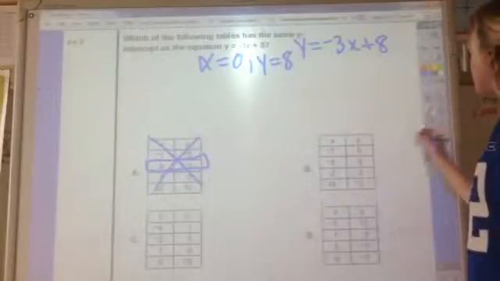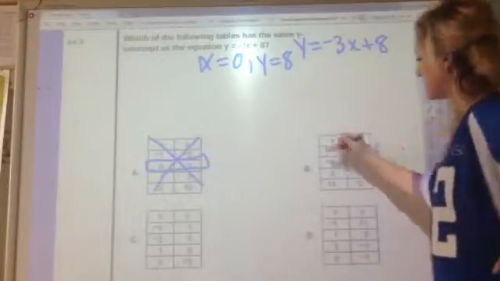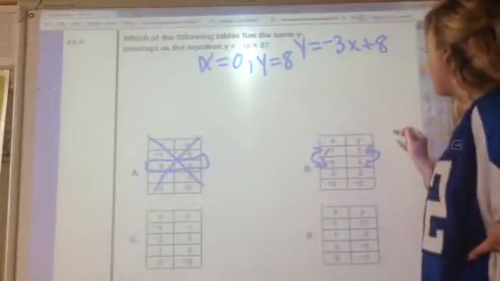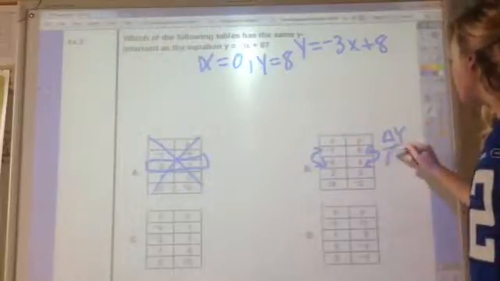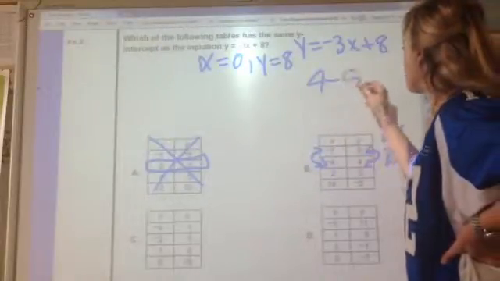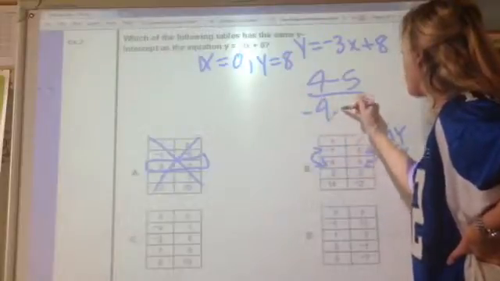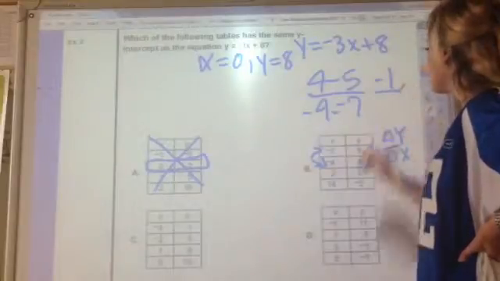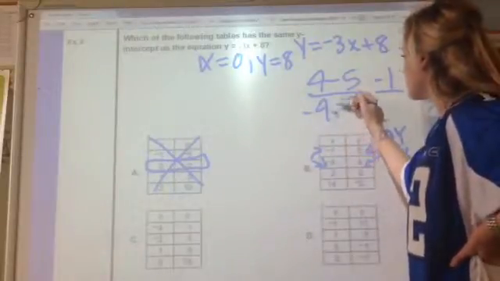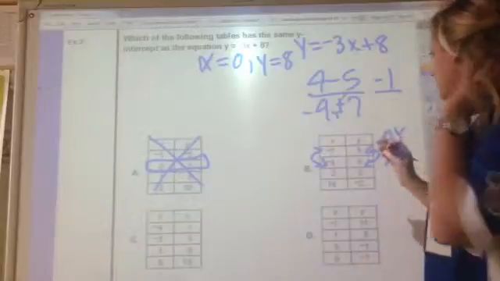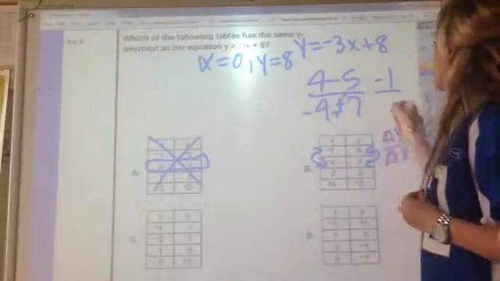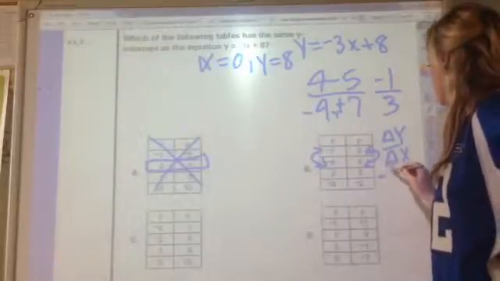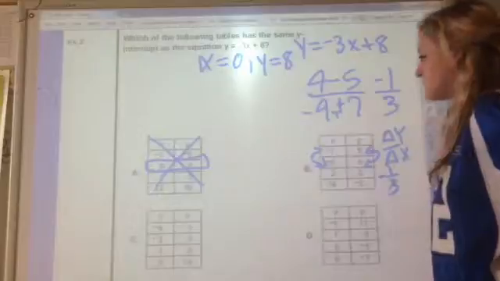Again, the best way to figure this out is just to write an equation for each one of these tables and see which one is which. So if I find change in y over change in x, I have 4 minus 5 over negative 4 minus negative 7. 4 minus 5 is going to leave me with negative 1. And negative 4 minus negative 7 is going to leave me with, if I keep change, a positive 3. So this slope is negative 1 over 3.